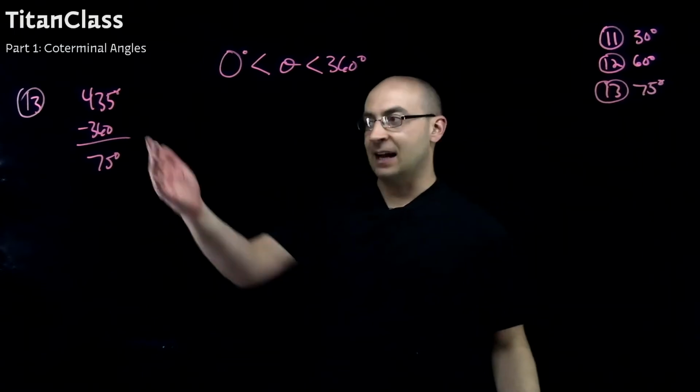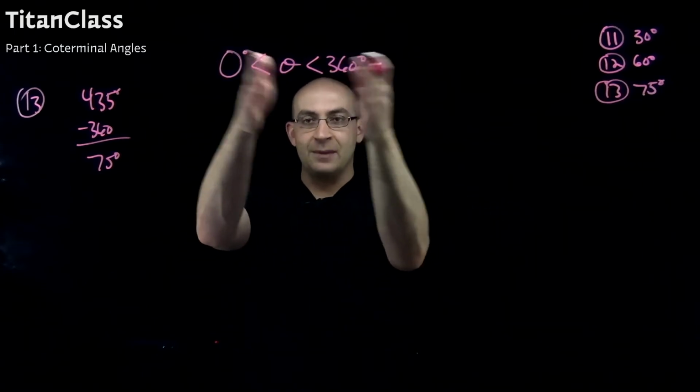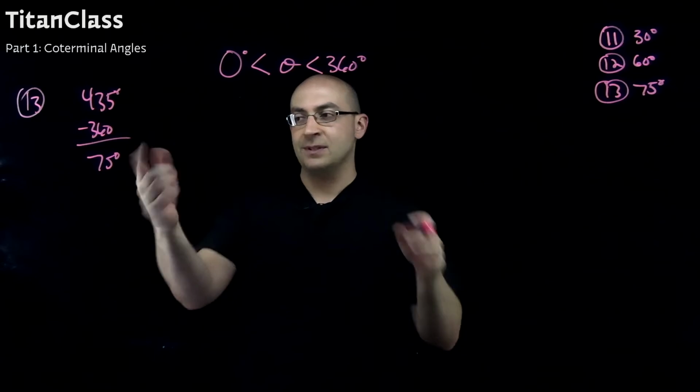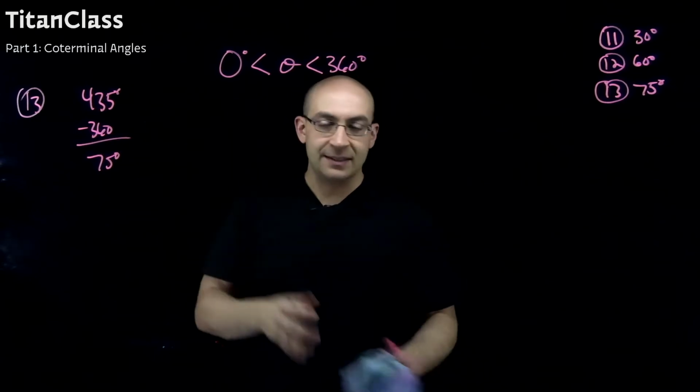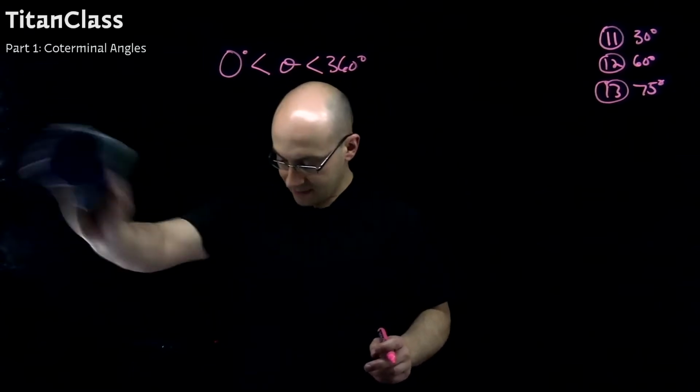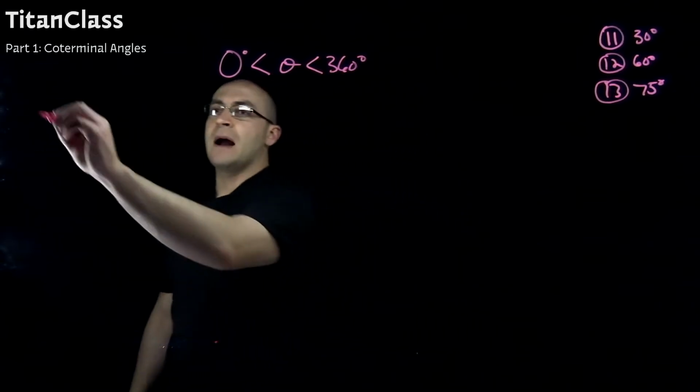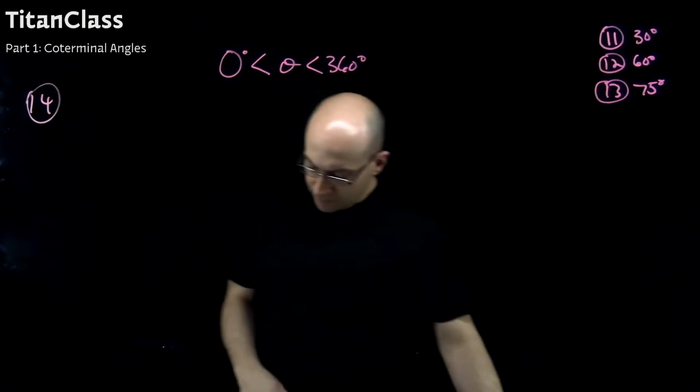75 degrees. Okay, so again, I needed to be somewhere within the boundary of 0 to 360. Those are my boundary points. I had to just subtract each one. Now, if I had a negative angle, I would be adding 360 to it, right? Okay. Now, the next 3 problems are the same idea, but I'm going to change something for you.